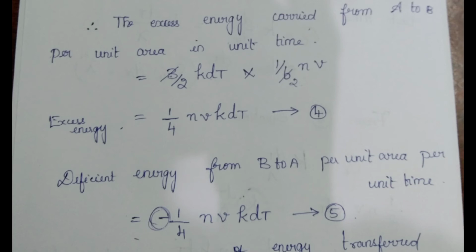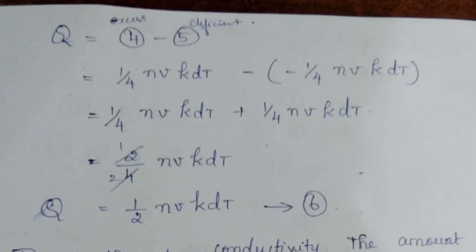The deficient energy equation is obviously opposite to that, so we give the negative form, minus 1 divided by 4 n v k dT. From the above expressions, we can calculate the net amount of energy transferred from the A plane to the B plane per unit area per unit time. It is the capital Q, which is the difference of the fourth equation and the fifth equation. On solving the excess energy and deficient energy equations, we get Q as 1 divided by 2 n v k dT, which forms the sixth equation.